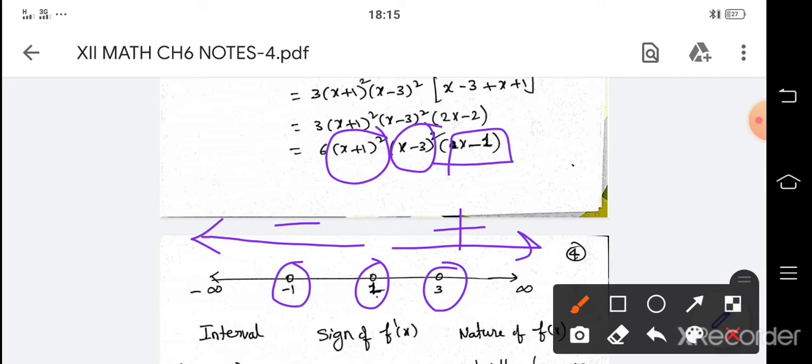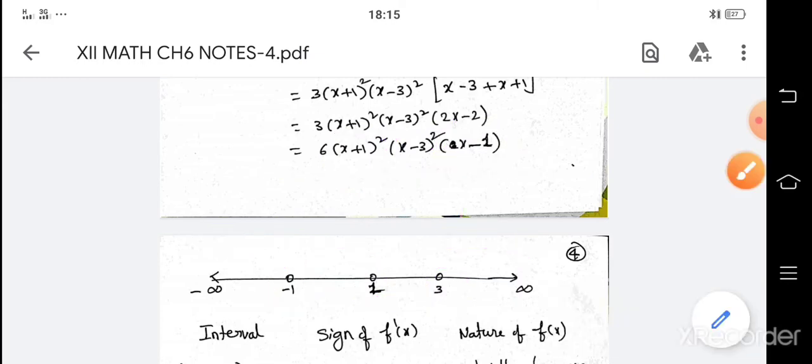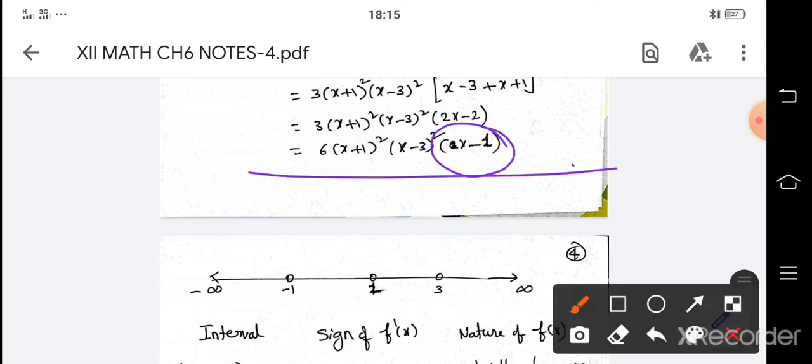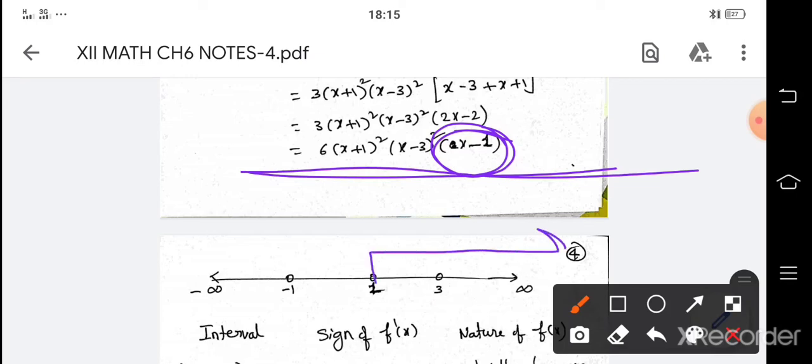So only depending on x minus 1. If x minus 1 is negative, whole thing is negative. If x minus 1 is positive, whole thing is positive. When x minus 1 is positive, x greater than 1. When x minus 1 is negative, x less than 1.